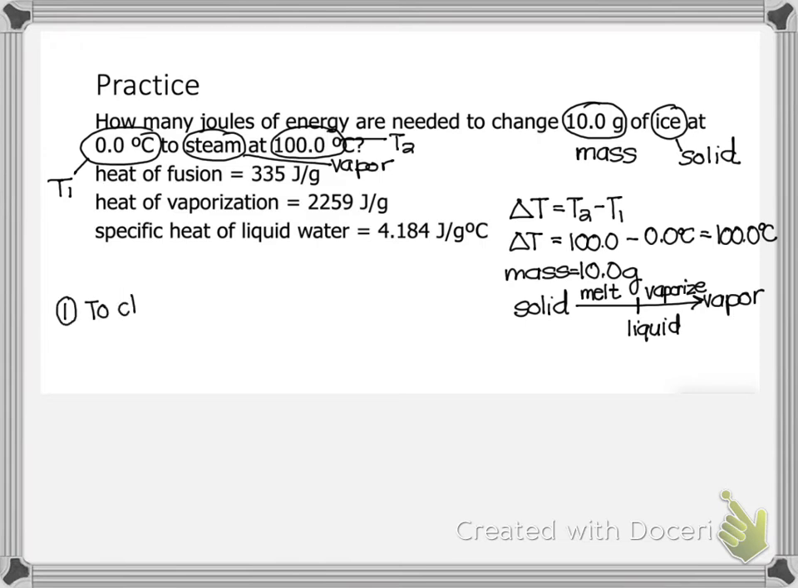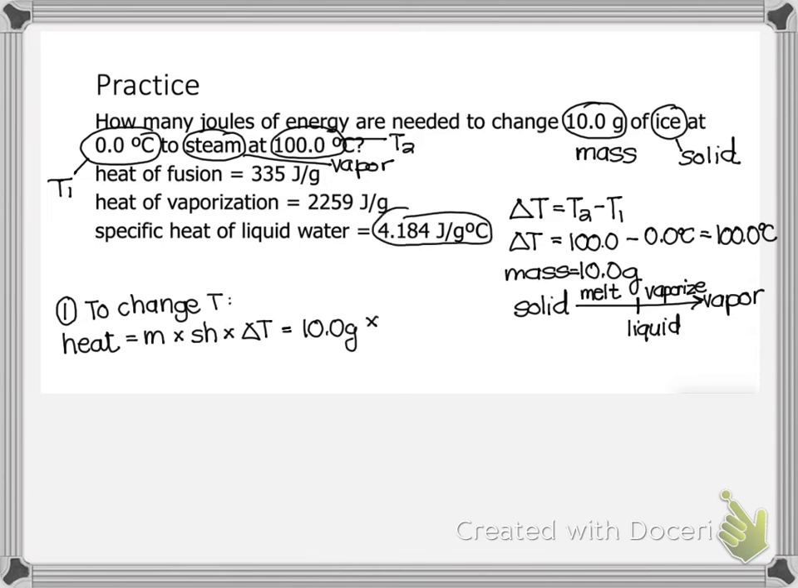So first let's change the temperature, and the order doesn't really matter because you're going to add up everything. So this is heat equals mass times specific heat, which I'm just going to write as SH, times change in temperature. So that equals 10 grams times the specific heat, which is given to me in the problem, times change in temperature, which I calculated over here.